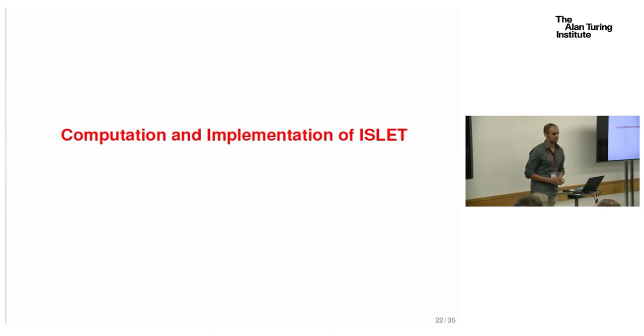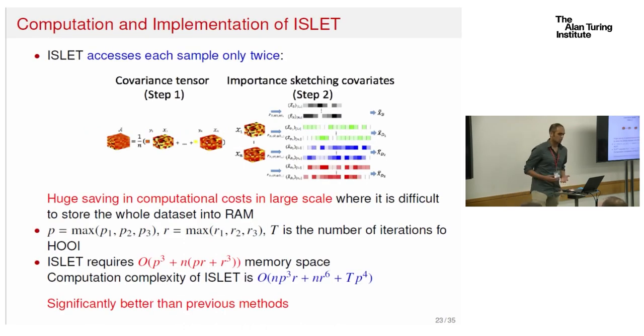Okay, so now I'll talk a little bit about the computation and implementation aspects of this, just summarizing what we've talked about. So one other nice aspect of this is that we only have to access the true data twice. So if you don't want to store your data in RAM, you instead want to store it on a hard disk, you can just access the real data twice, and you're saving a lot in terms of memory.